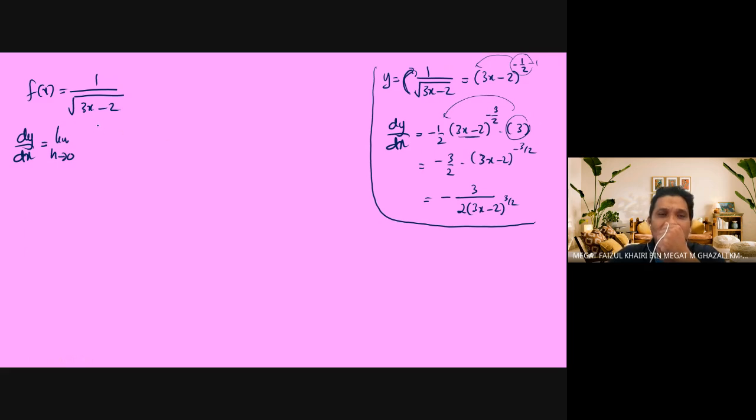So now dy/dx or f prime equals the limit of h approaching 0 of f(x plus h) minus f(x), divided by h. So f(x plus h), this one here, is 1 over the square root of 3x plus h minus 2. This is f(x plus h), and then minus f(x), 1 over the square root of 3x minus 2.